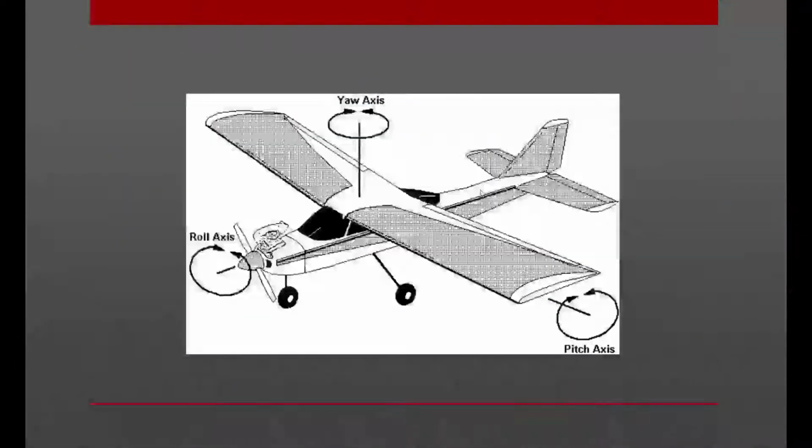Moving on to the next slide, we can see the flying axes when we're flying about. So the rudder controls the yaw axis, the ailerons control the roll axis, and the elevator controls the pitch axis.